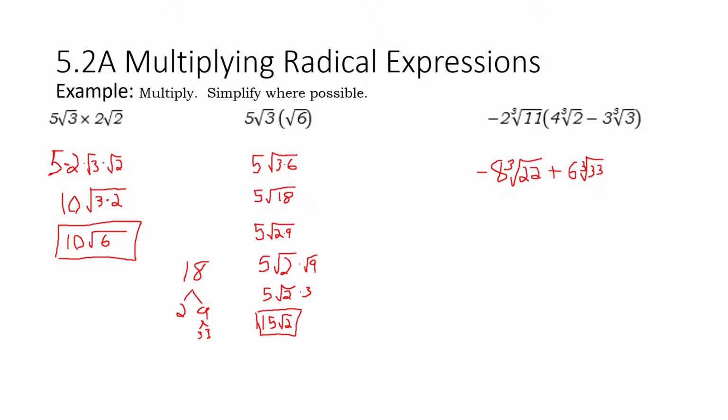If these have the same root, you can combine them. You would need to have a perfect cube to pull out of them, and there's no perfect cubes. So cube root 22 and cube root 33 are two different values. There's nothing further that you can do with that. That's as far as that one goes.